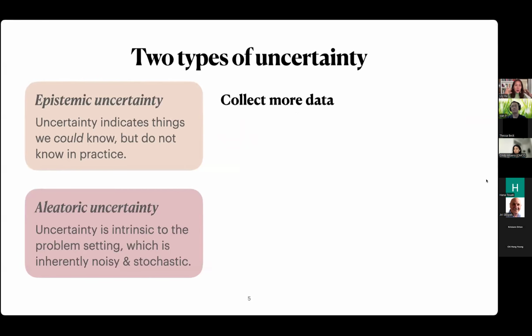So understanding these two different forms tells us that the approaches we should be taking to help overcome uncertainty really should depend on which of these forms we're looking at. So for epistemic uncertainty, where there are things that we could know but don't know because we don't have enough data on it, the reasonable answer is to just collect more data.